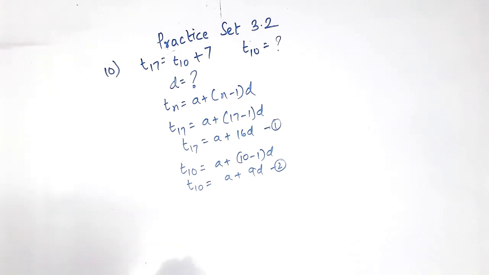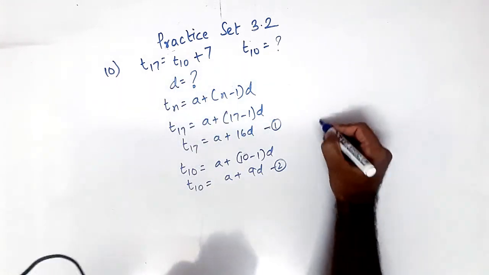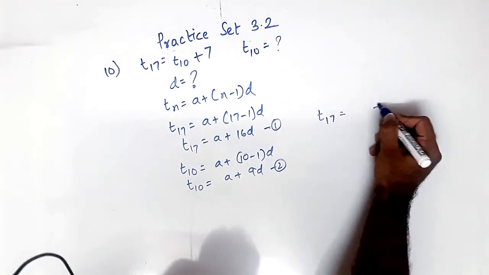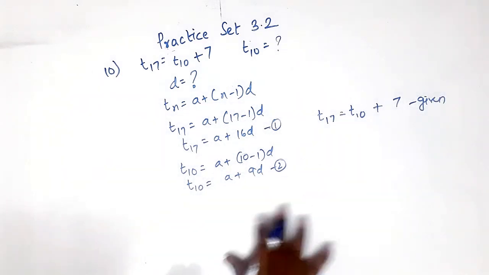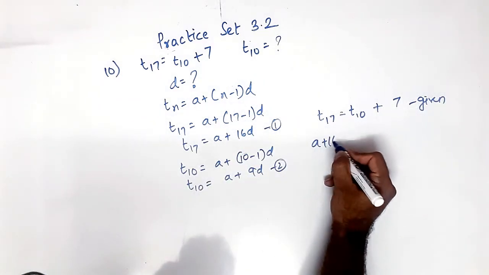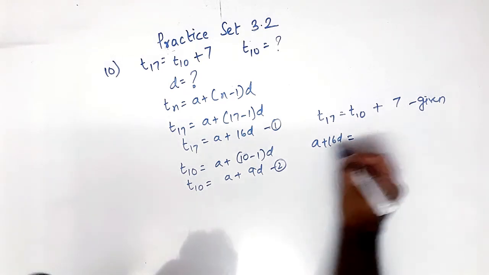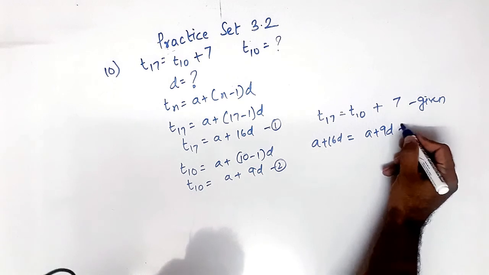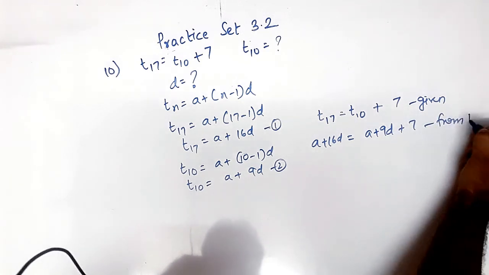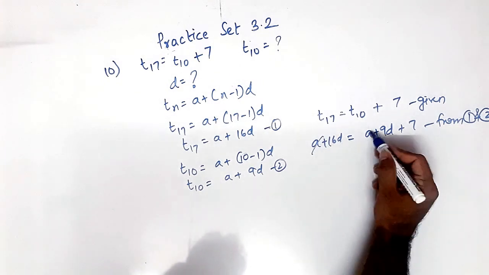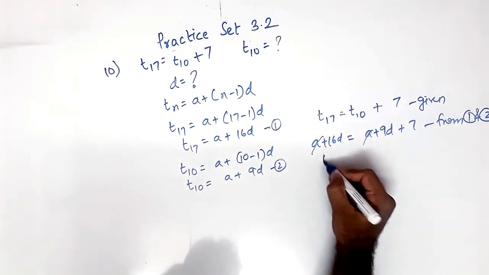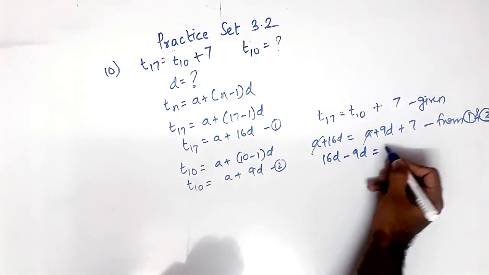Now what is given is T17 is equal to 7 more than the 10th term. So I'll just substitute. T17 is a plus 16d and T10 is a plus 9d, plus 7. So I'm writing this from 1 and 2. Now a and a get cancelled, they are on either side of the equal to sign. So 16d minus 9d equals 7.